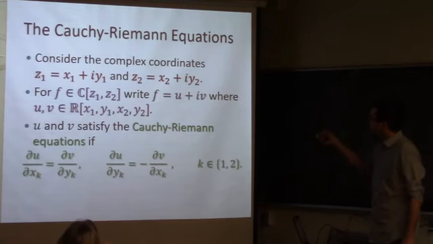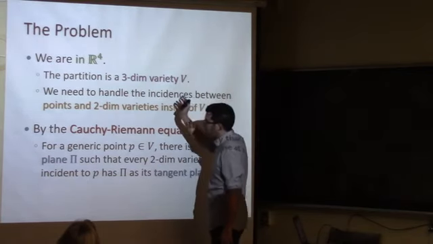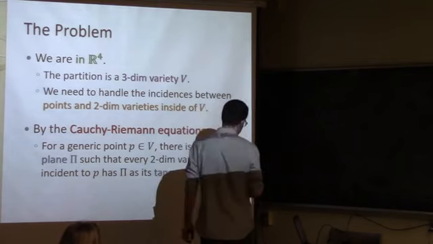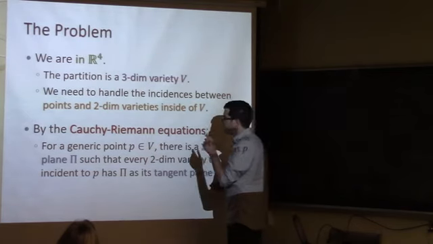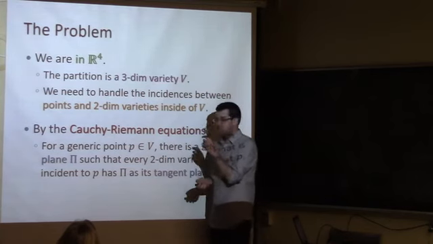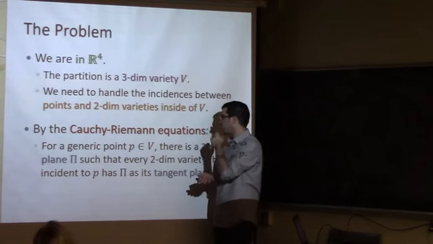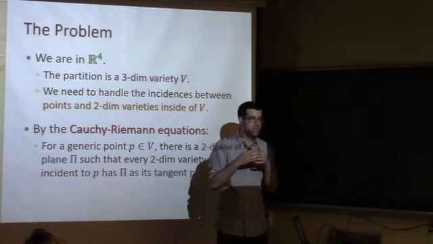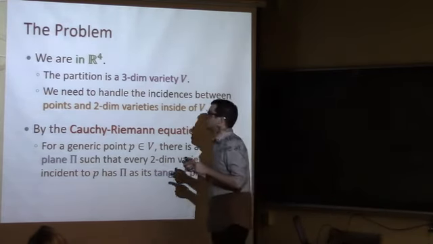Let's see. Okay. So we have a three-dimensional variety V, and we need to handle incidences between points in this variety and two-dimensional varieties that are fully contained in it. And you can use the Cauchy-Riemann equations to say, I'm skipping a few steps, of course, that for a generic point in the variety V, we can associate with this point a two-dimensional plane, such that every two-dimensional variety that passes through this point will have this plane tangent to it. This will be its tangent plane. So in particular, if several two-dimensional varieties meet in the same point, they will have the same tangent plane there. And there's a very simple, intuitive explanation for this. Think of two curves in C^2.